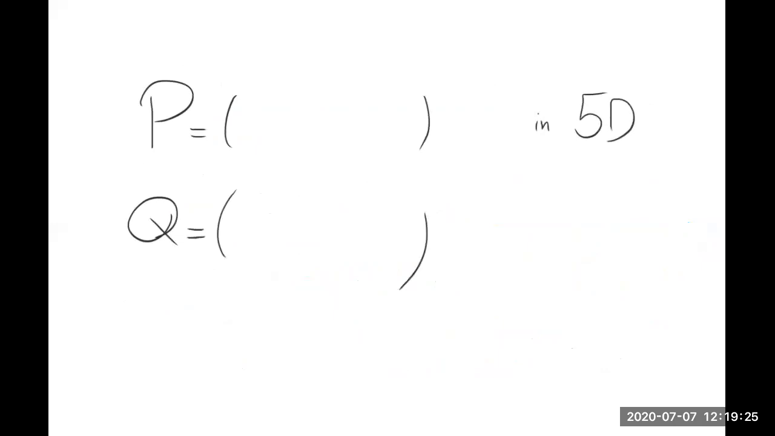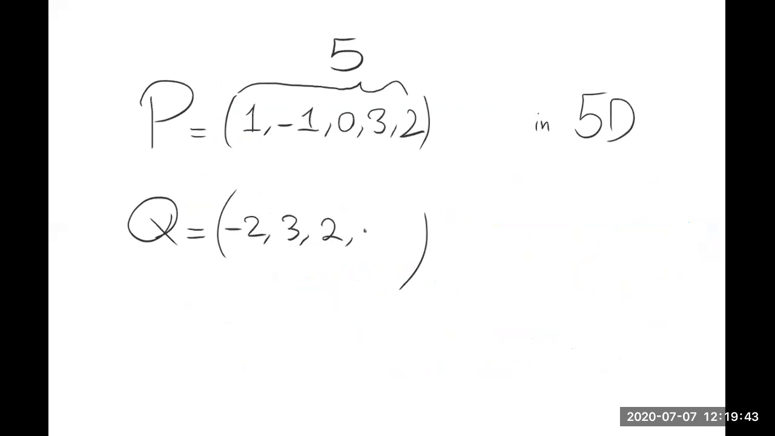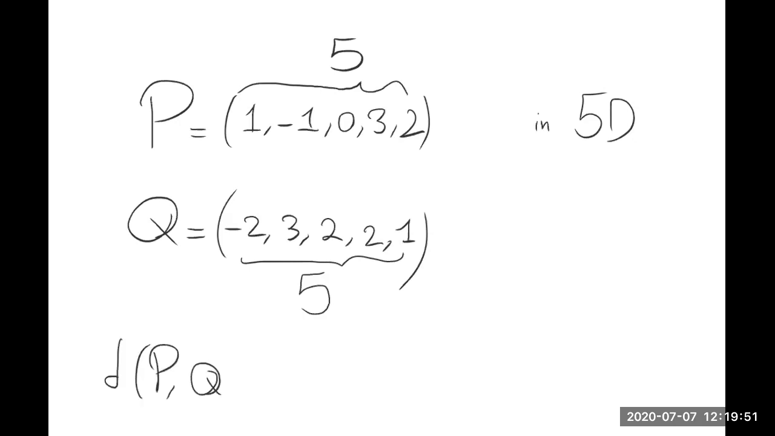We need 5 numbers to locate the point. So the point should be something like 1, minus 1, 0, 3, 2. See, 1, 2, 3, 4, 5. We need 5 numbers to locate a point inside 5-dimensional space. Another point can be something like this. And again, we need 5 numbers. And if they ask us, what is the distance between P and Q? We would do the same thing.